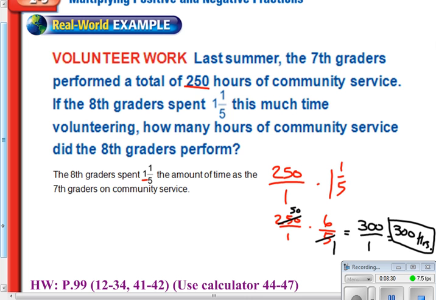This concludes lesson 2.3, multiplying positive and negative fractions.